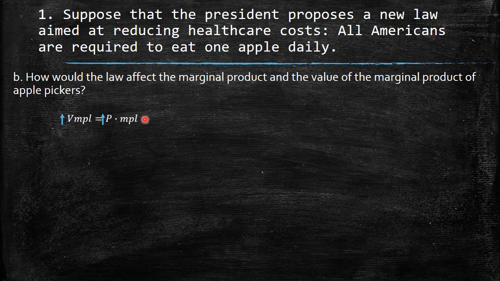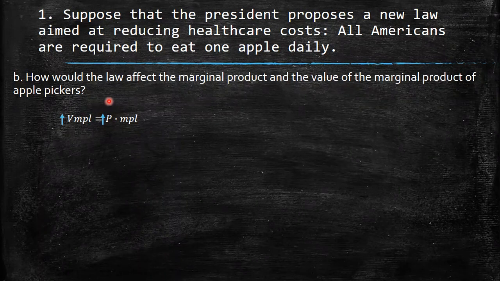Here we know that the value of the marginal product of labor is equal to the price times the marginal product of labor. Remember, the marginal product of labor is basically how much quantity will be produced when I hire an additional worker. And when I multiply this by the price, it gives me the real revenue that the producer is receiving for that new worker.